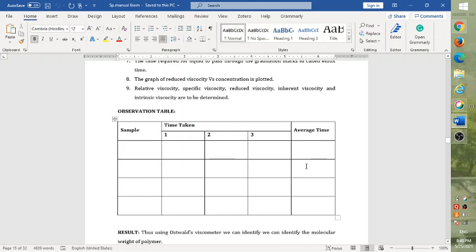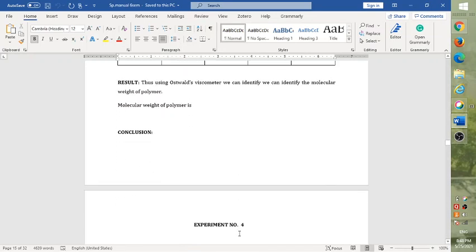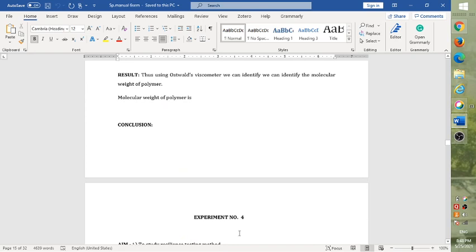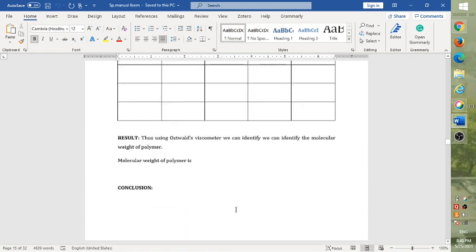Once you get it for water, then take it for 0.5% polyvinyl alcohol solution, then also take it for 0.1% polyvinyl alcohol solution. Okay, so 3 readings you will get. Then using the Ostwald viscometer we can identify the molecular weight of the polymer.